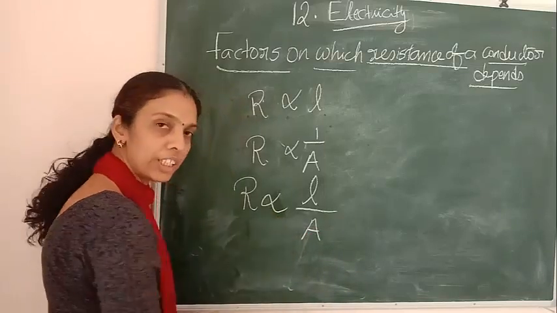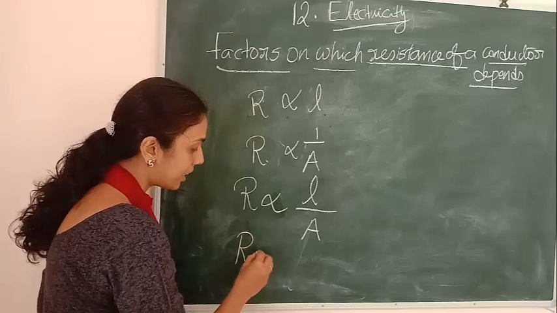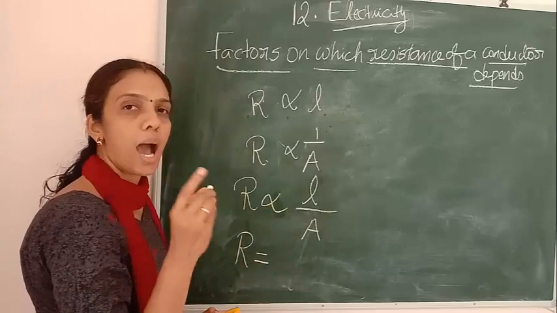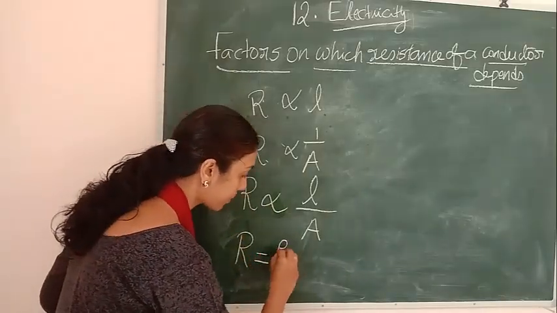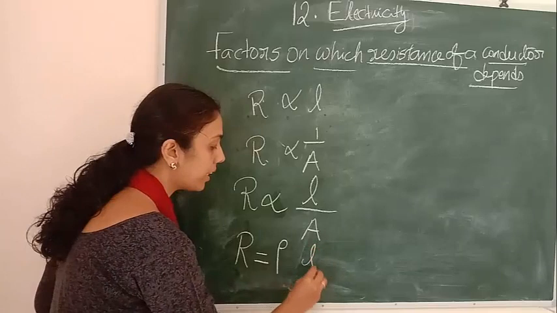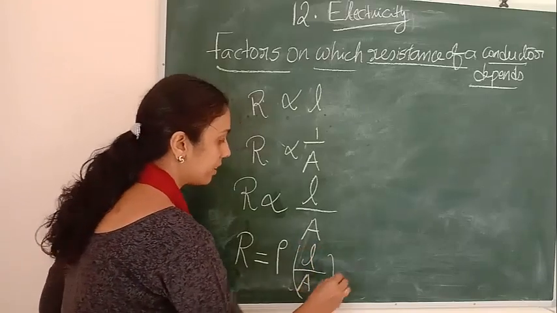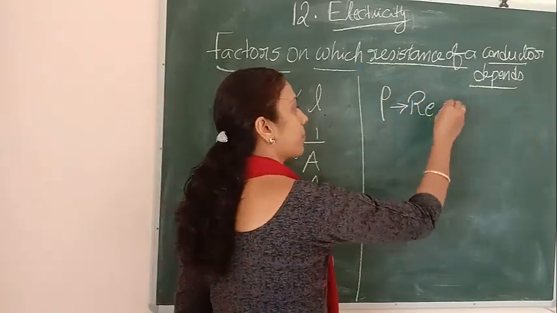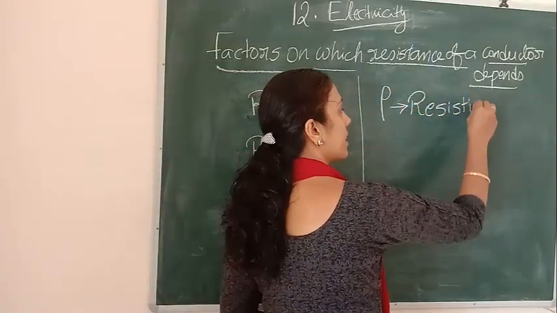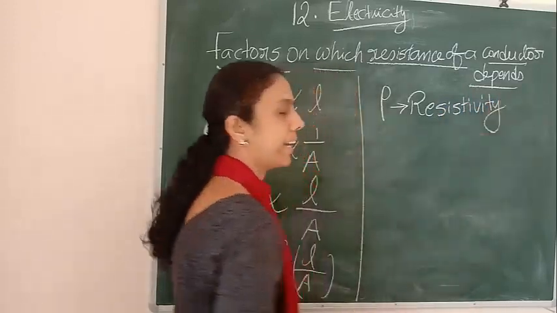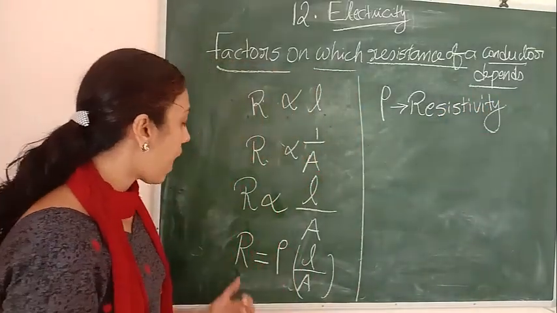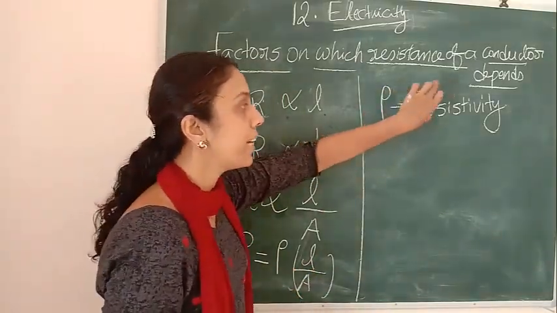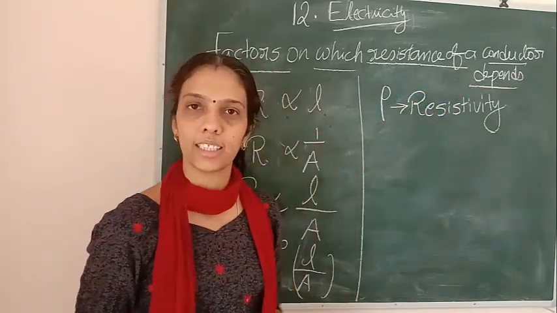Okay, so for changing the proportionality sign into an equal symbol, I am multiplying with a constant called rho, into L by A. This rho is called the resistivity of the conductor. So, understood? If R equals rho into L by A, what is rho? Rho is called the resistivity of the conductor.